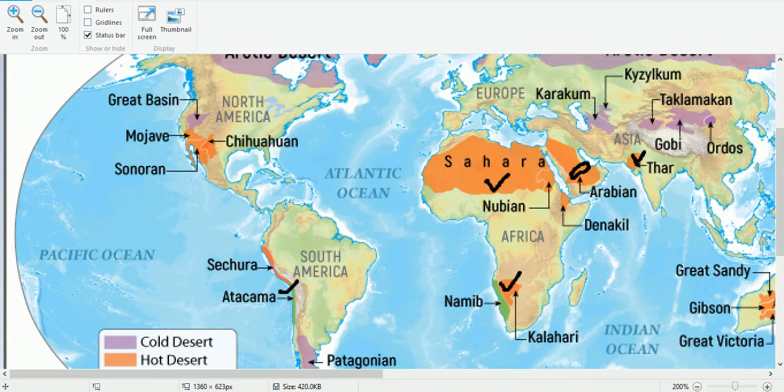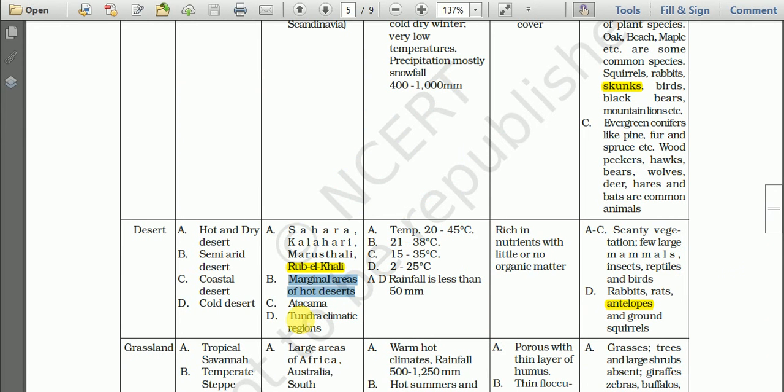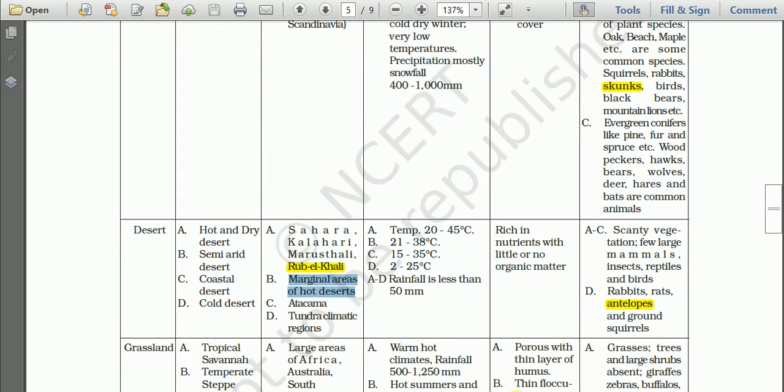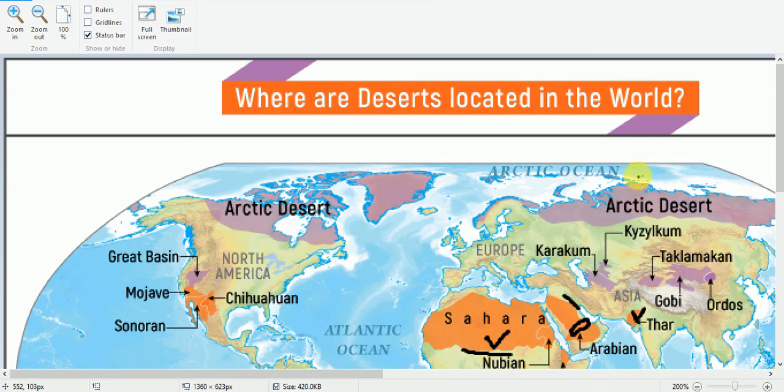Then for the semi-arid desert we have marginal areas of hot deserts, so areas surrounding hot deserts. Then Atacama, this is a coastal desert. Atacama is here. And next we have the tundra climatic region, that is the Arctic desert, cold desert.